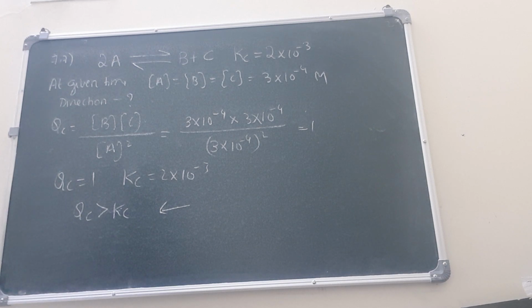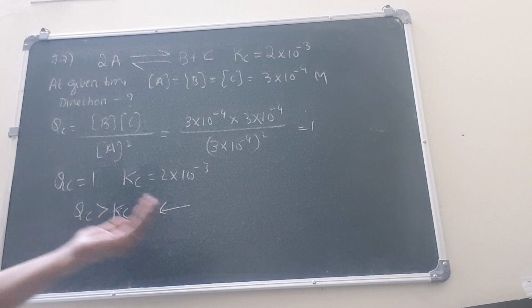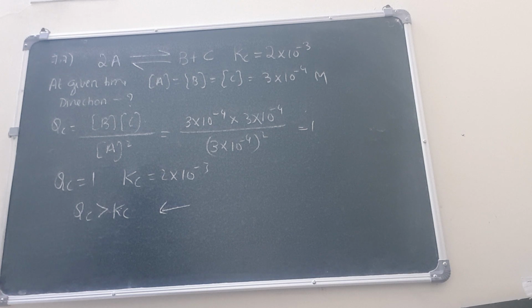So we are done with 2 applications. You can predict the extent, meaning how much it can proceed, and in the second application, at any given time, if you know the concentration, you can predict whether it's going to be forward or backward. If Qc is greater, it will be in the backward direction, because Qc greater indicates that the product formed is greater, so it has to go back. And if Qc is lesser, then it will proceed in the forward direction.